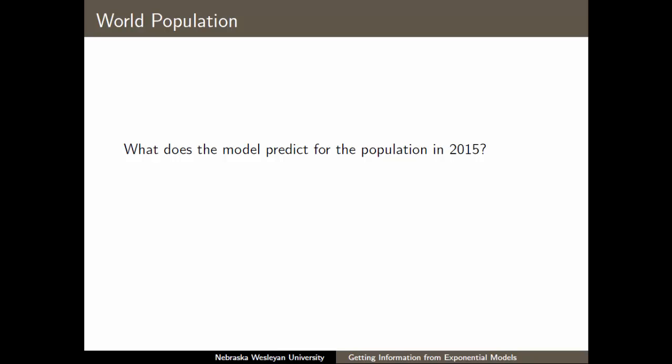So with that model in hand, you can use it to make a prediction about what the population might be in a different year. The year 2015 corresponds to t equals 8, because our definition of t was the number of years since 2007. So if I know the value of t is equal to 8, I can simply substitute that into my model and come up with about 7.35 billion as the population for that year.